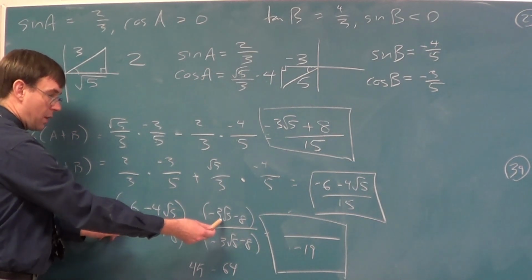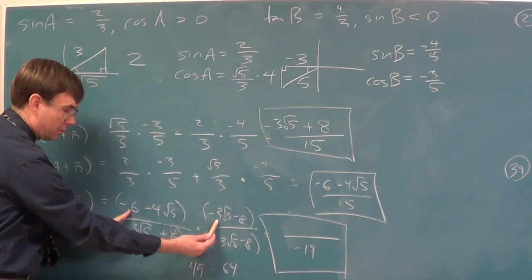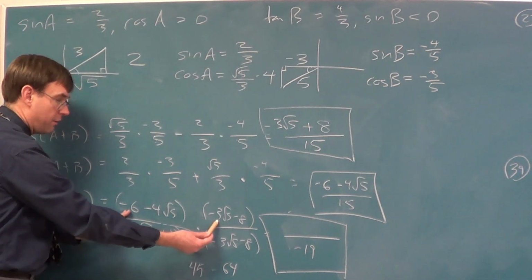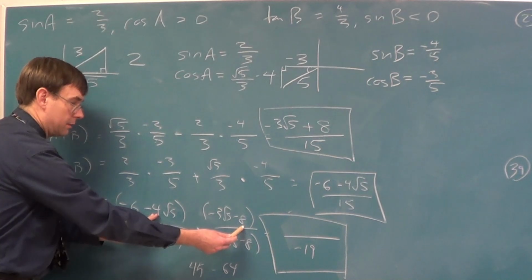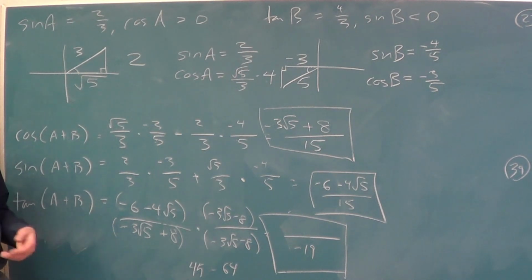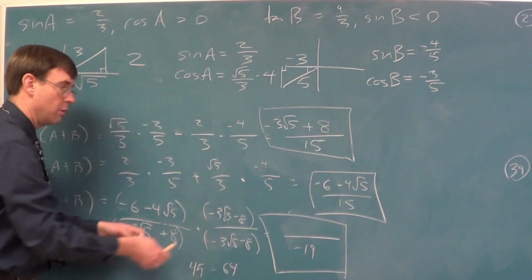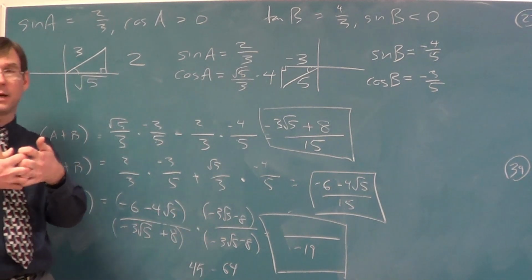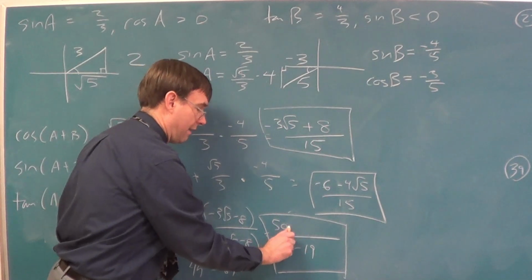This will make how much? 18 root 5s. This will make 32 root 5s. I'm not going to write those down because I'm a little cramped for board space. If you need that, write that in your own notes. But there's an 18 root 5 and a 32 root 5. Put them together, what's that going to make? 50 root 5.